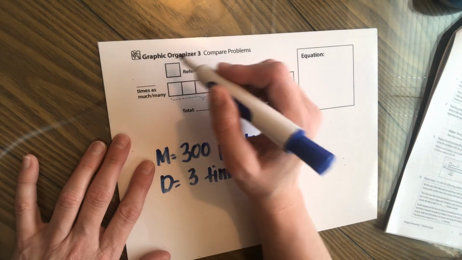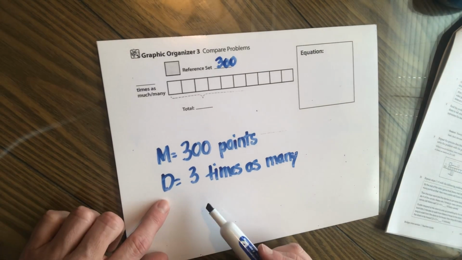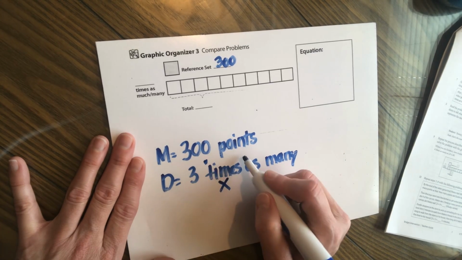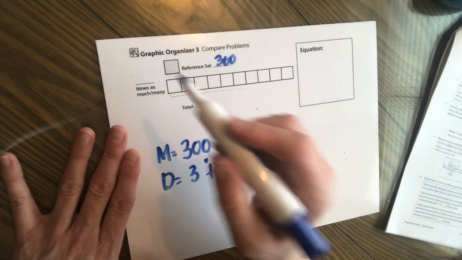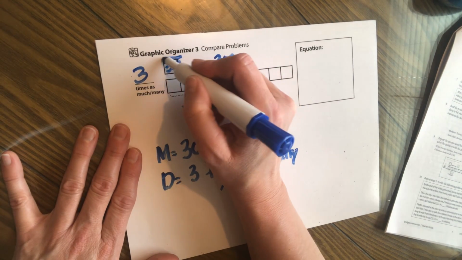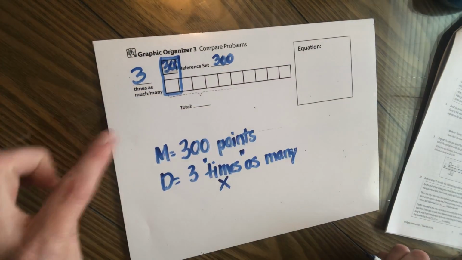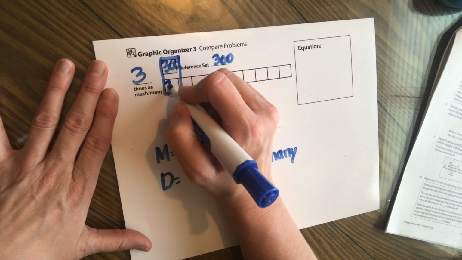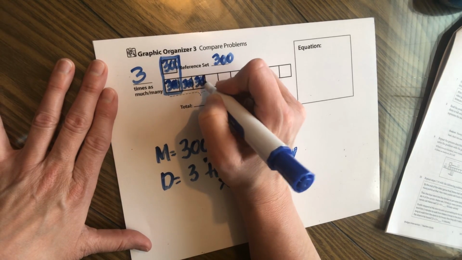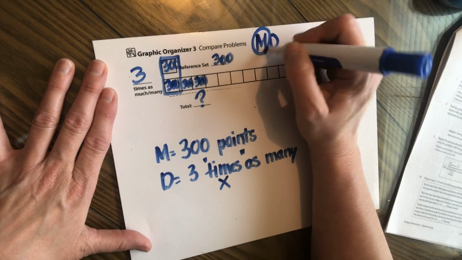So Mateo is our reference set. That's our beginning. We know where we're starting. We know that Dustin has more because he has 3 times, right? 3 times as many. So Mateo has 300. And Dustin's down here on the bottom, 3 times as many as that. So there's 1 time, 2 times, 3 times. And we are looking for the total, which means we are going to multiply.